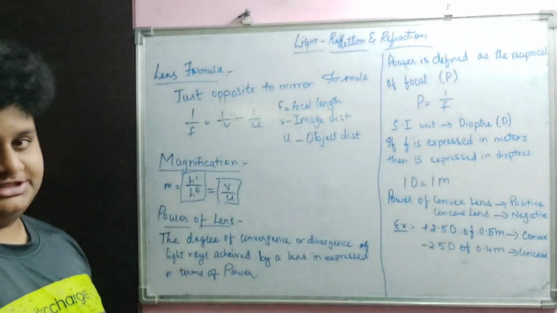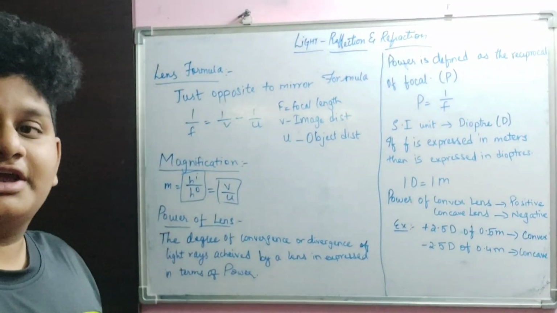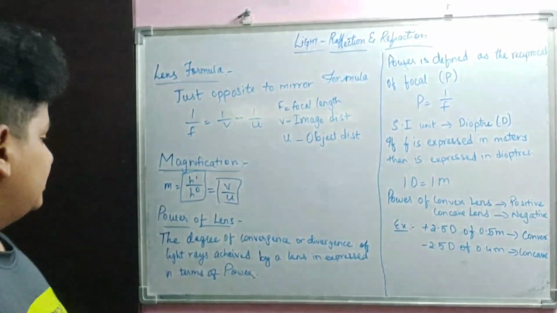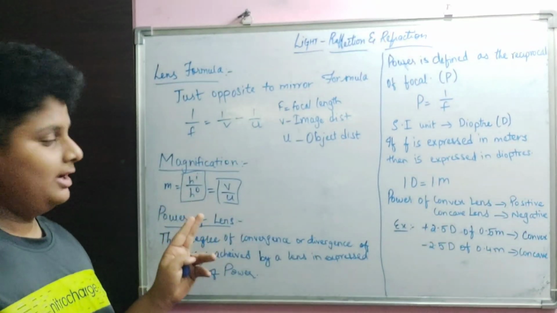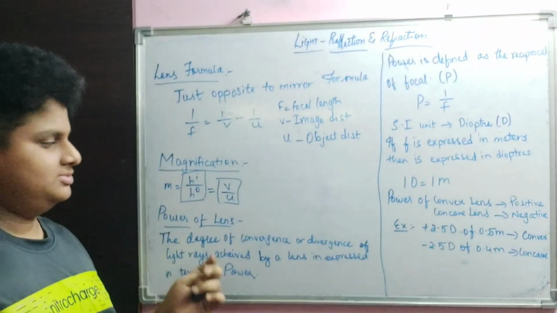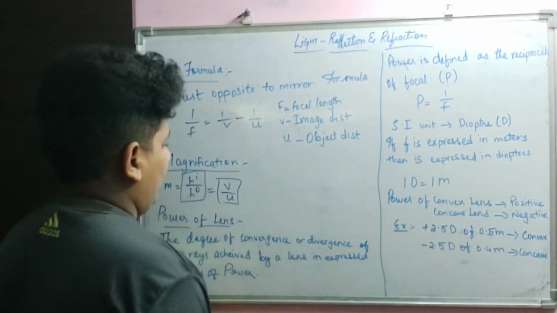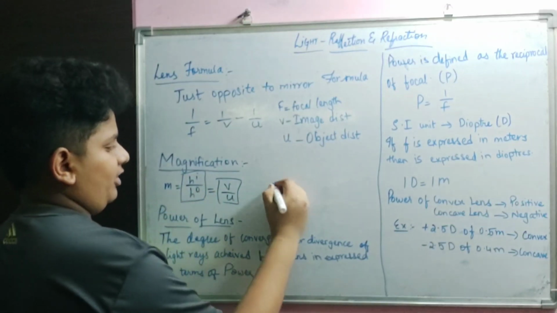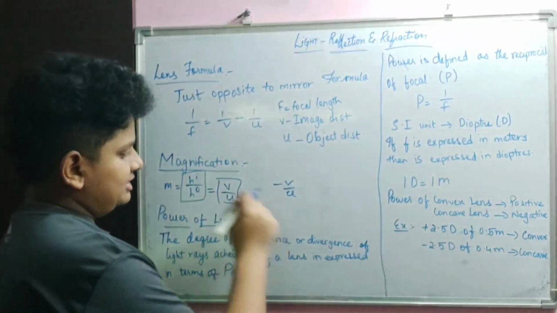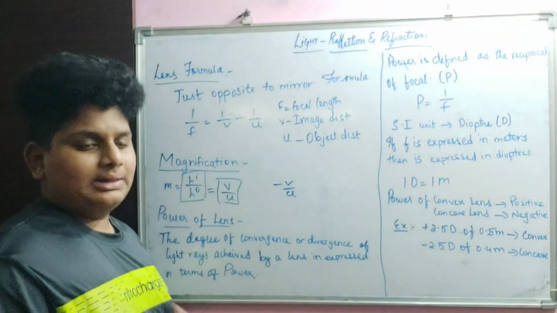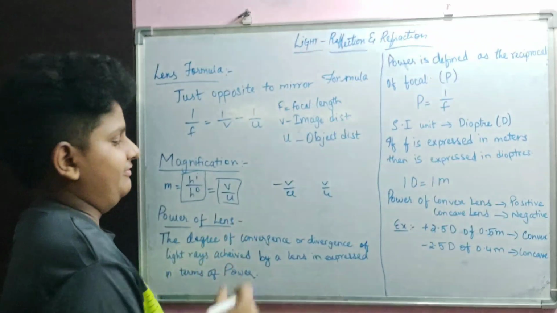Next, magnification. Magnification is just opposite to the magnification of a mirror. Yes, see. Here magnification is equal to height of image by height of object, which is equal to v by u. But in a mirror, it would be minus v by u. In mirror formula it is minus v by u, and in lens formula it is just v by u, means it is positive.